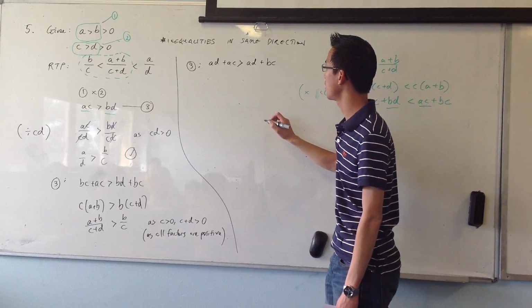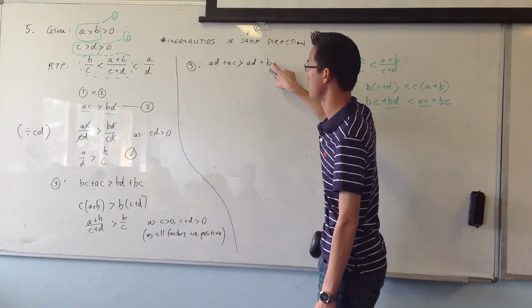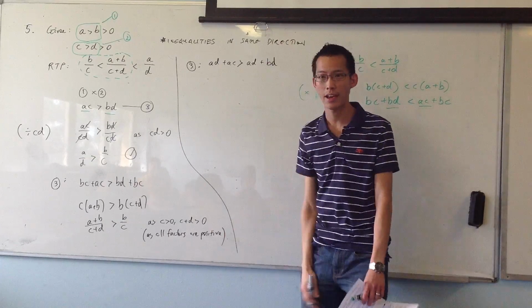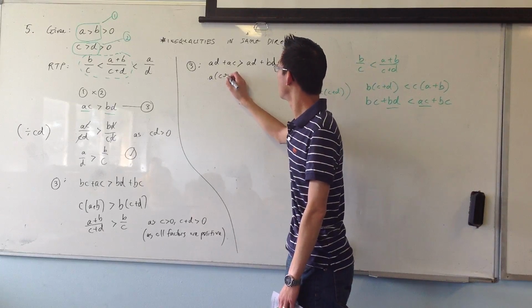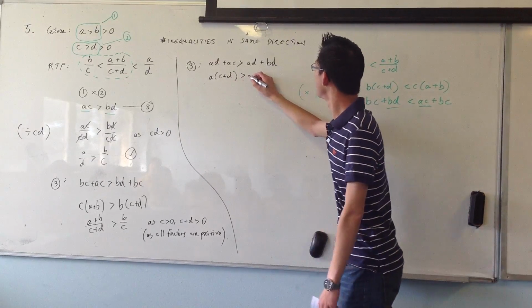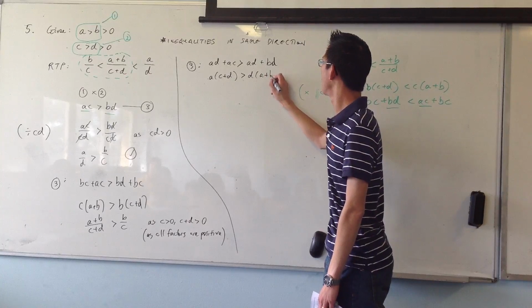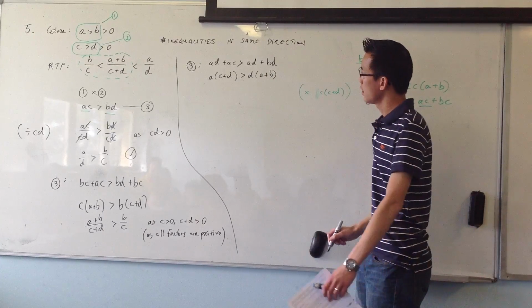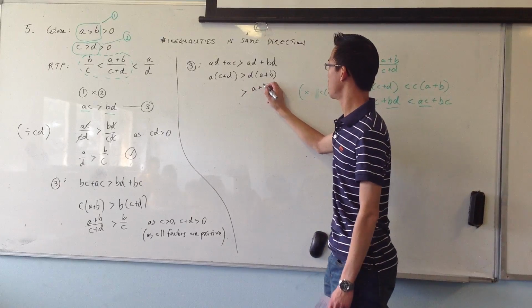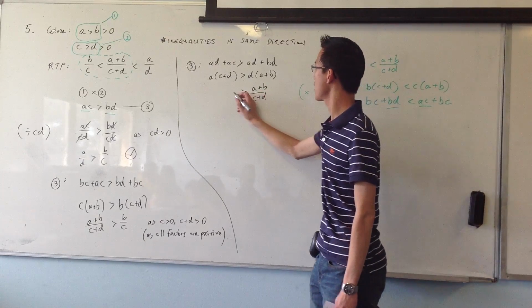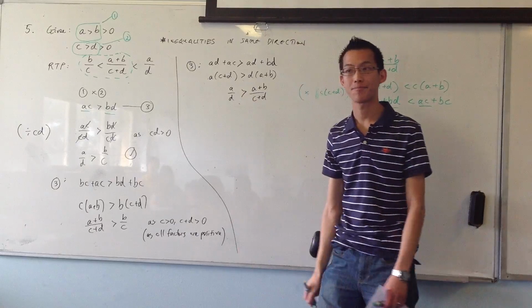Have I done that right? Sorry, that's wrong. That should be BD. Okay? And just like before, I can factorize. Okay? And then I'm going to end up with this fraction on this side, A plus B over C plus D. And there's my A over D. Okay?